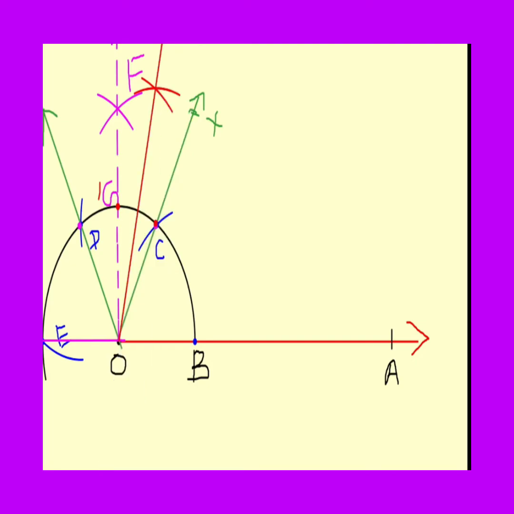Hence dear, you will get this ray making angle 75 degree, and let us say the name of this ray is OY. So angle BOY equal to 75 degree. This is the construction of angle BOY, otherwise you can say YOB. Now if you want to construct angle 105 degree, then how can you construct?